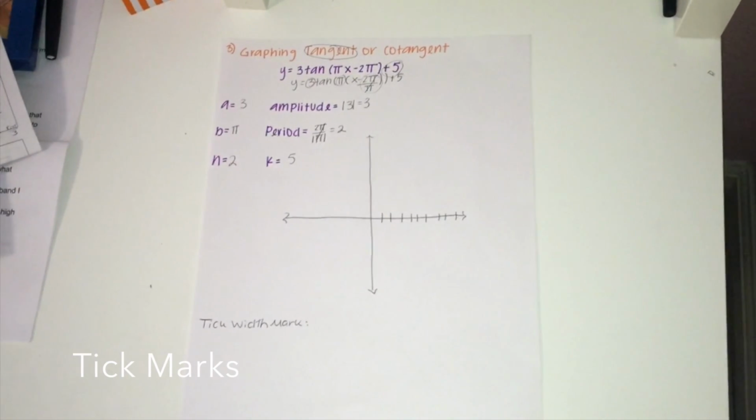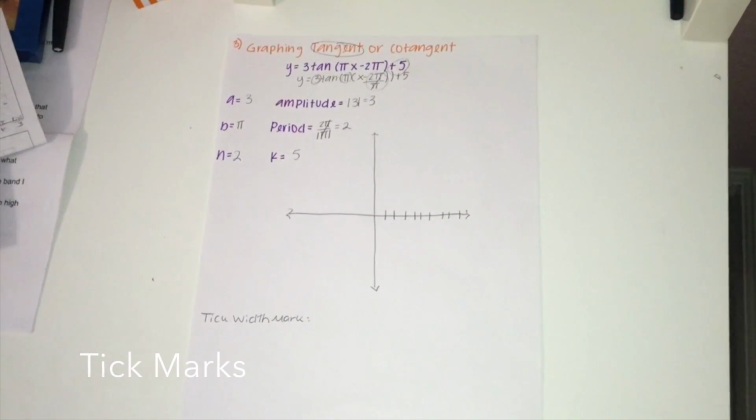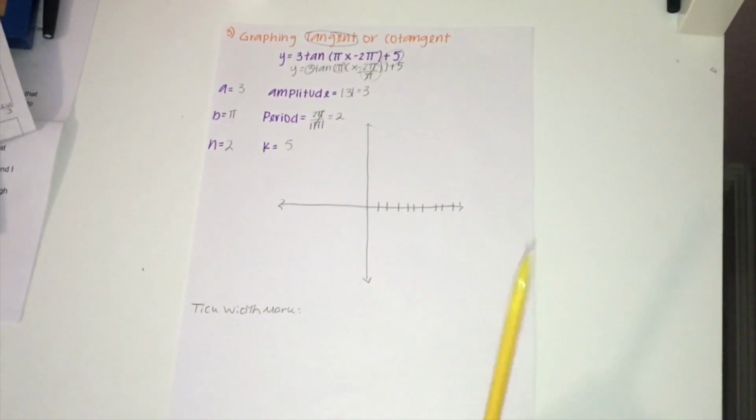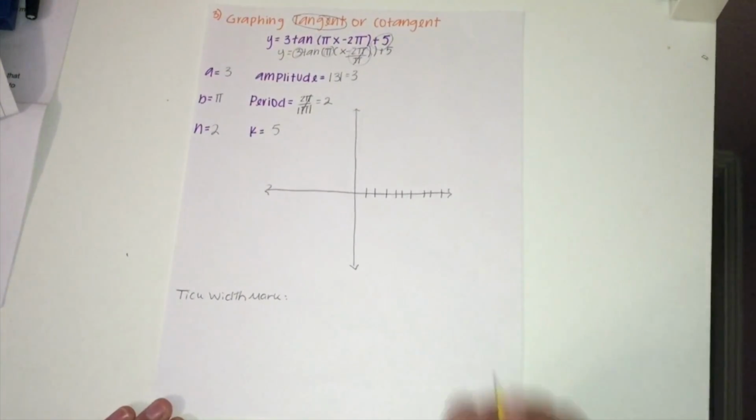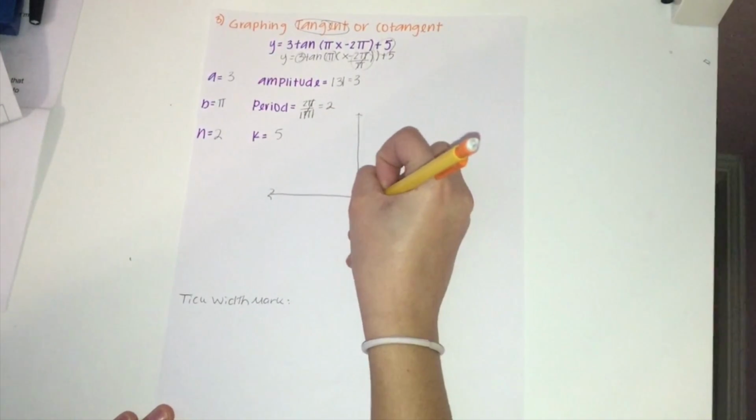Okay, so in order to graph a tangent graph, you need to graph 2 periods, which is equivalent to 9 different ticks on the graph. We already know the first tick mark because that's your h value, which is 2.